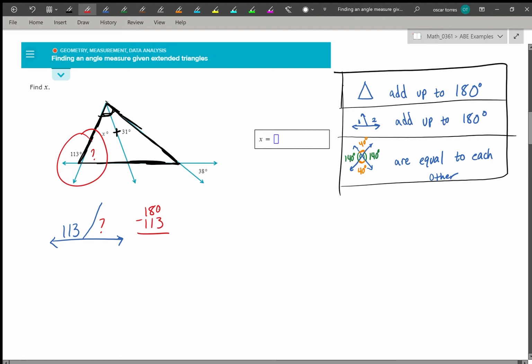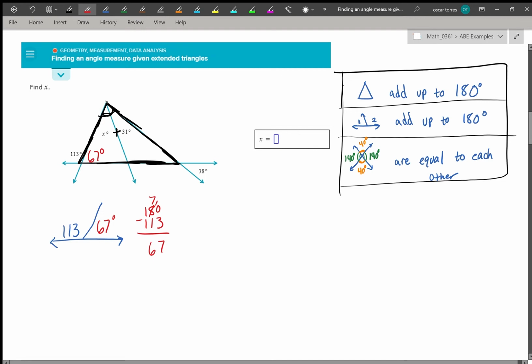0 minus 3 we can't do, so we change this 8 into a 7. 0 becomes a 10. 10 minus 3 gives us 7. 7 minus 1 gives me 6. And we're left with 67 degrees. So it turns out that this missing angle is 67 degrees. And that's what we can write up here.